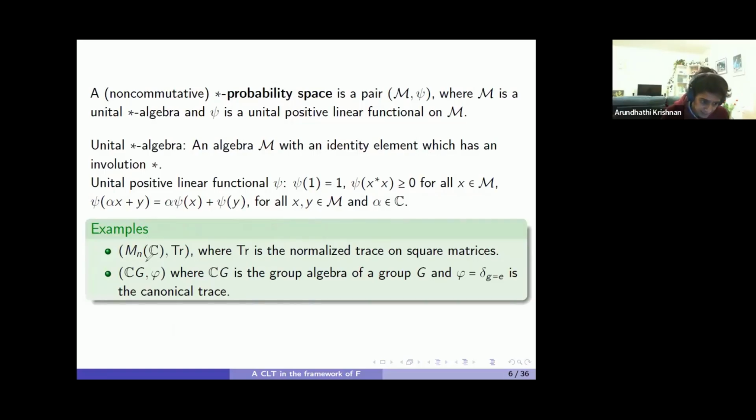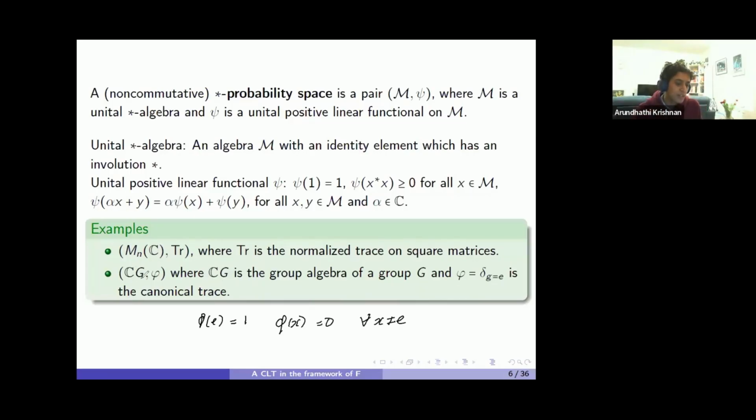The first one is we look at square matrices, and the normalized trace will be the unital linear functional. Another important class of examples is where you have G to be a group. You take CG to be the group algebra, and phi to be the canonical trace given by delta G equal to E. So we just mean that phi of the identity is 1, phi of x is 0 for all x not equal to the identity, and then you extend this linearly to the group algebra CG.